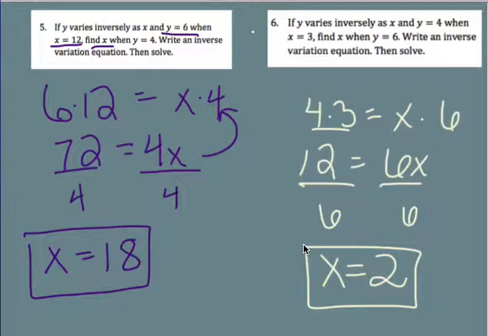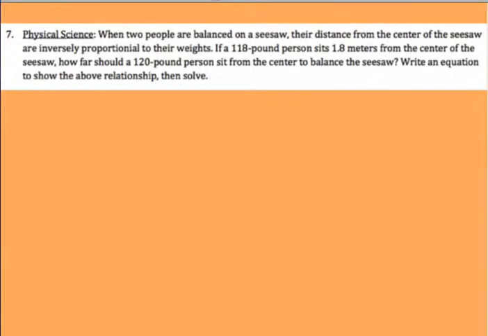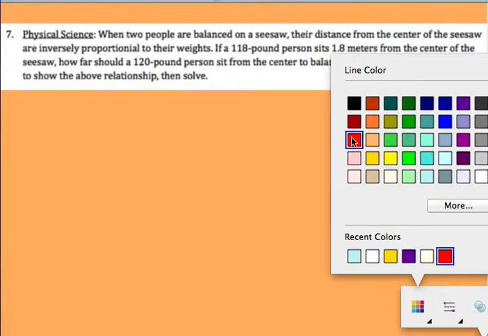Okay? Now let's do a word problem version of these, which really aren't that much different, so don't freak out because it's a word problem, because I know you guys can do it. All right, so when two people are balanced on a seesaw, their distance from the center of the seesaw are inversely proportional to their weights.